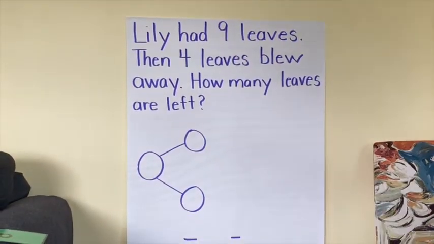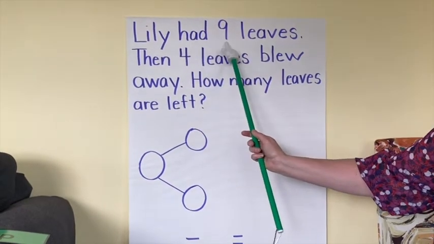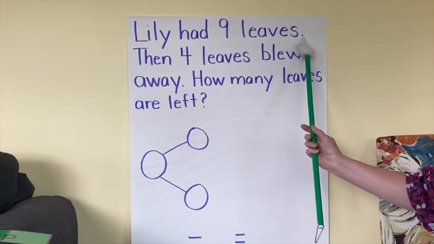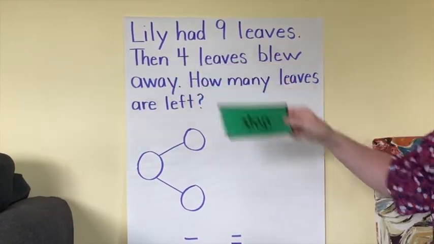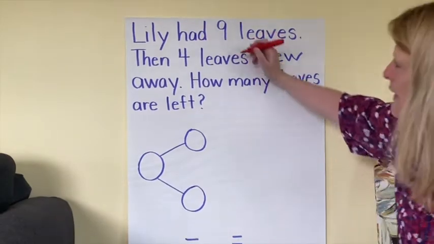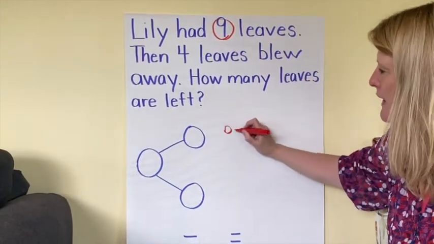Let's read this problem. This is about a girl named Lily. Lily had 9 leaves. Ooh, there's that period. It means stop. Think about what it says. She had 9 leaves. I'm going to circle that because it's important to the story. And I'm going to draw 9 leaves.